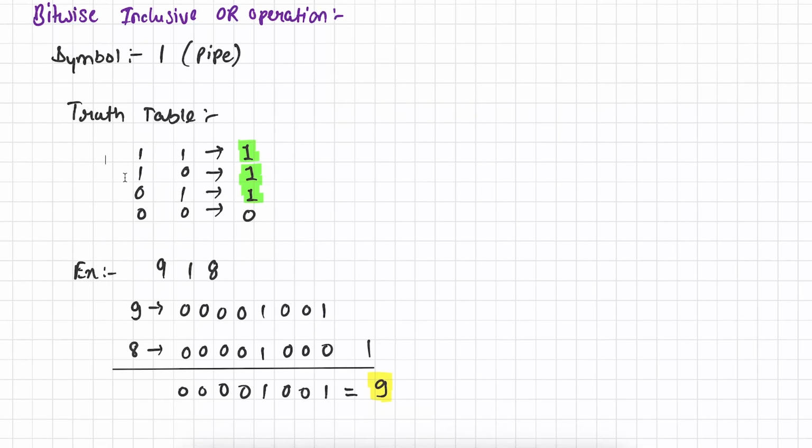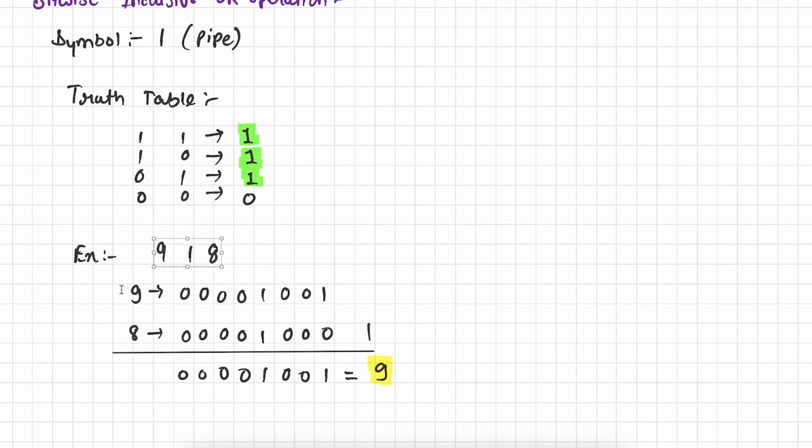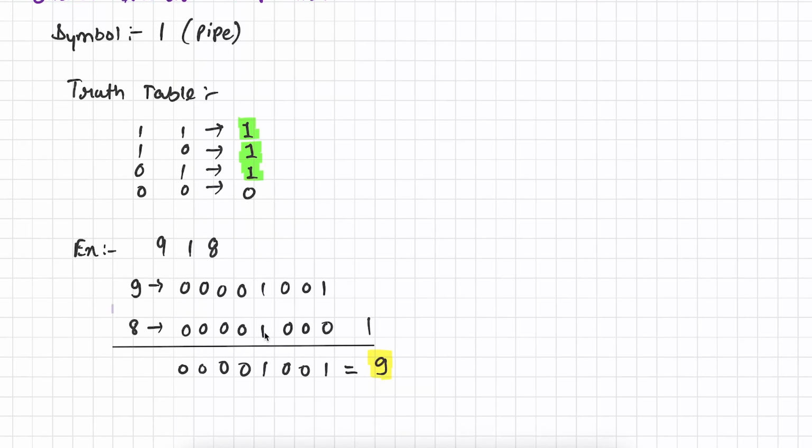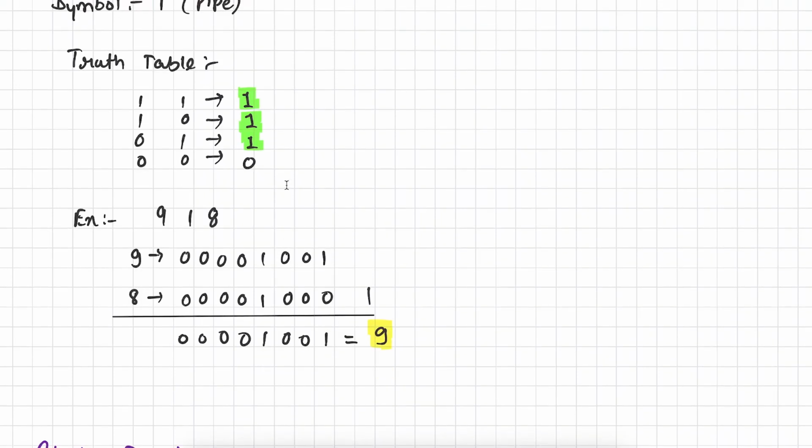So let's understand this with an example. Let's say you want to OR 9 with 8. So the binary representation of 9 is 0 0 0 0 1 0 0 1. And similarly the binary representation of 8 is 0 0 0 0 1 0 0 0. And we simply want to OR 8 and 9. So in case of OR, what happens? If any one operand is 1, then we get 1.